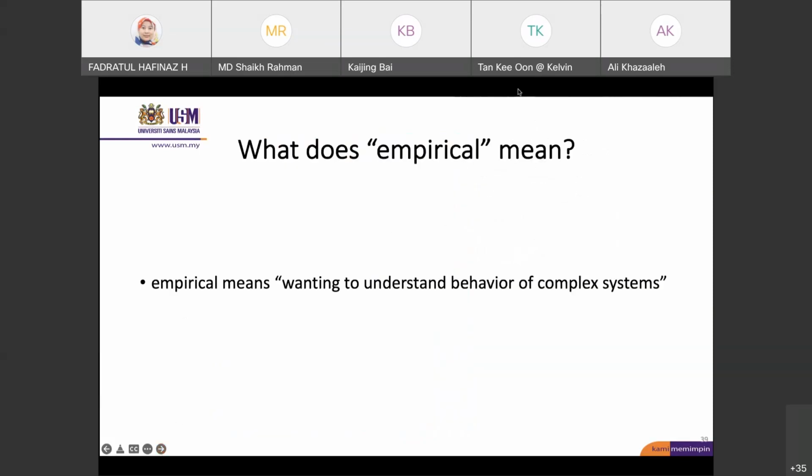So what does empirical mean? What is the meaning of empirical? It relies on observation, on the data that you have collected, on the experiment that you have developed. So empirical work should complement theoretical work, right? Theories are suggested by observation, theories are tested by observation. Conversely, theories direct our empirical attention. In addition, empirical means, like the statement in the slide, wanting to understand the behavior of a complex system.